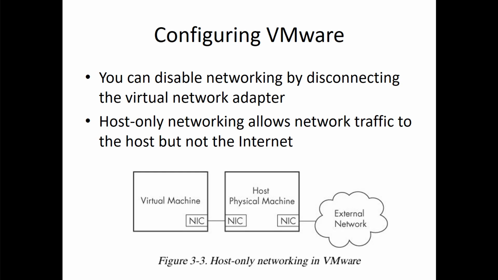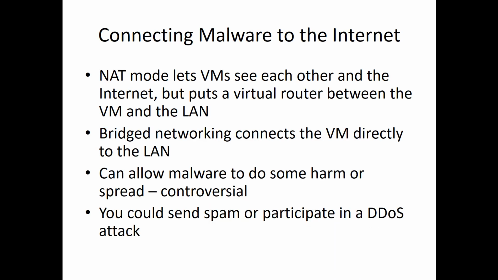Or we can set it to host only, and that way, it will only communicate directly to the host and no internet. We talked about NAT, we talked about bridged. NAT will allow us to translate the address and will act as a virtual router between our virtual machine and our physical adapter. This process of being able to connect to the internet, whether it be bridged or NAT, will allow the malware to do some harm if it's able to spread.